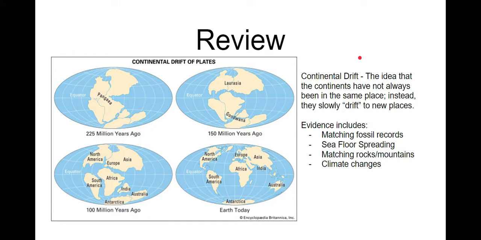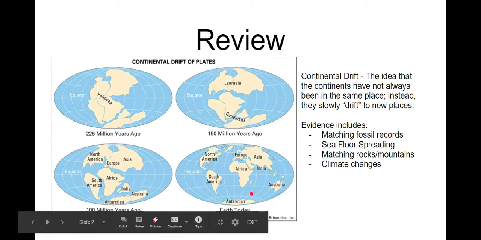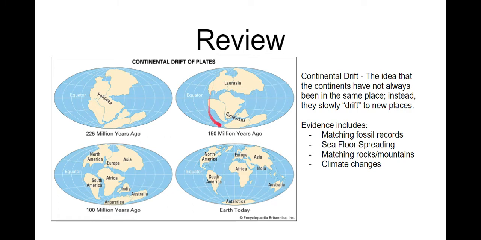Something that we already know is that the continents haven't always been here. This is what the map looks like today. But 100 million years ago, it looked more like this. And 150 million years ago, they looked more like this. And we haven't talked about Laurasia or Gondwana, that those happened right after Pangea. Pangea wasn't even the first because there was still stuff going on even before Pangea.